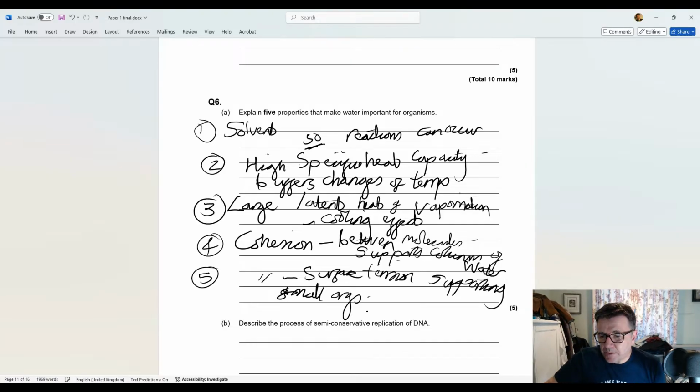Okay. You know, you could have lots there. What else could you have? No, that'll do. That'll do. Okay. So properties of water.